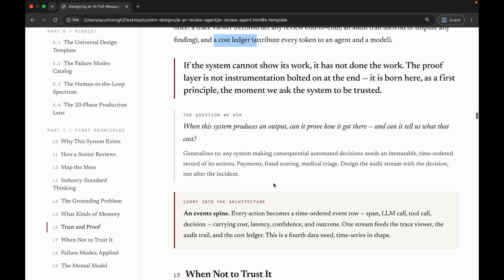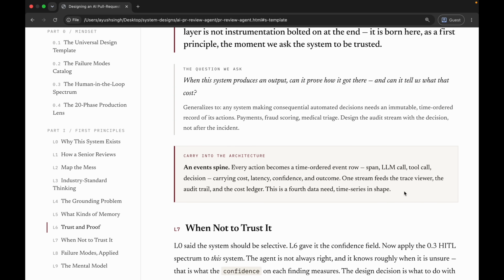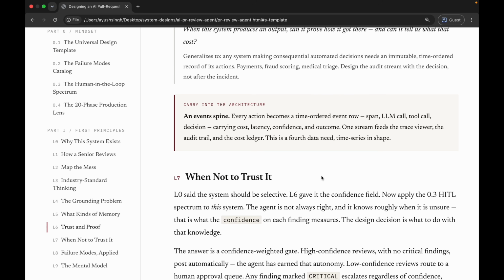Okay, so we want to have an event spine so that we can trace everything. What technology can we use? Any observability tool. We'll talk about that in a bit. We want to make sure we know how much it is costing, what the audit trail is, and how we trace it. That is the fourth kind of data, which is time series in a particular shape. We want to look at every single thing, carrying cost, latency, confidence, and outcome, so that we can trace it.